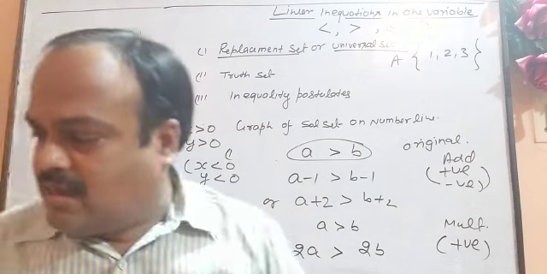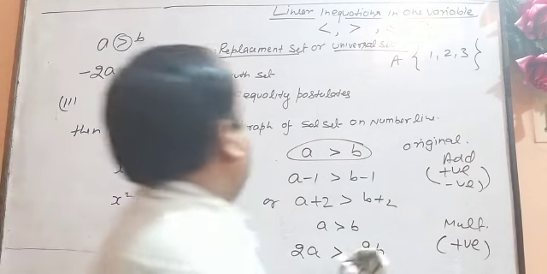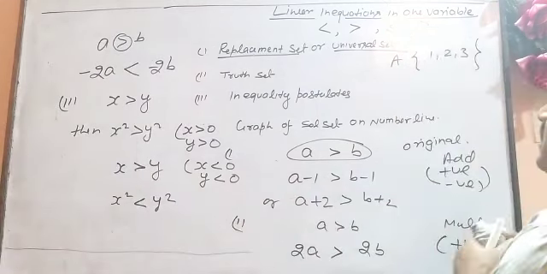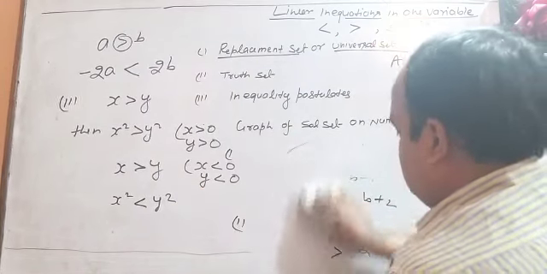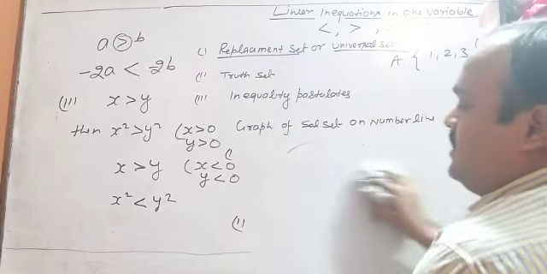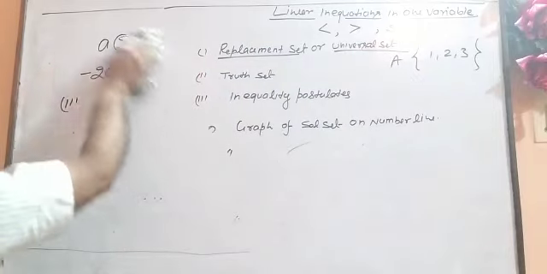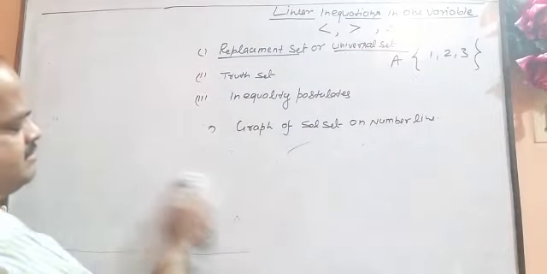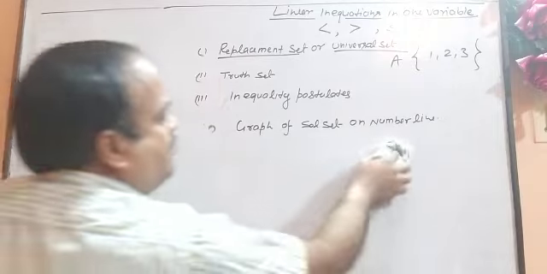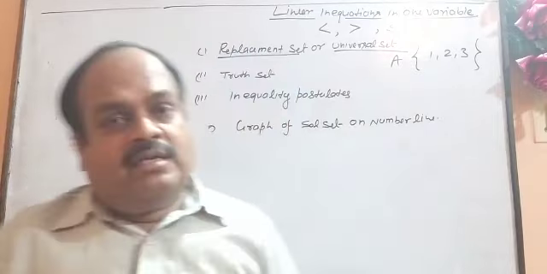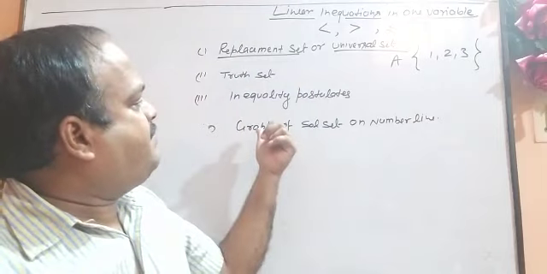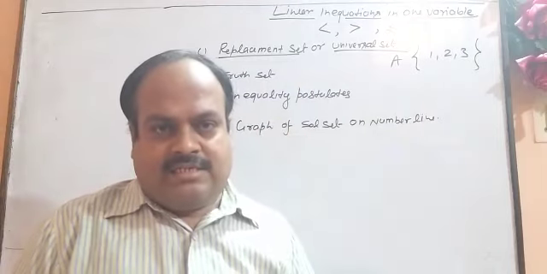Now come to the last topic, and that is graph of solution set on the number line. We need to be careful when negative numbers are there in our inequation. Be careful when negative numbers are there in an inequation. Now come to the last topic, graph of solution set.